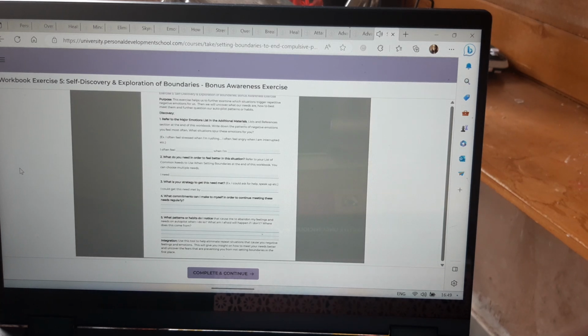Exercise number 5. This is your boundaries awareness exercise. Okay, so this exercise is going to help you to examine the situations that trigger repetitive negative emotions for you. Then you'll uncover what your needs are, how to best meet them, and further question autopilot patterns or habits. Okay, so these are going to have a lot to do with self-boundary violations a lot of the time, at least. Not always, but you're probably going to see more of them come out of that area. So you're going to look at the major emotions list in your materials section of your workbook, and then write down the patterns of negative emotions you feel most often.